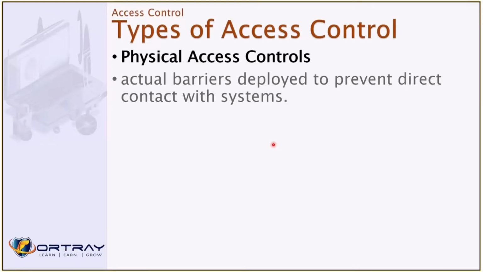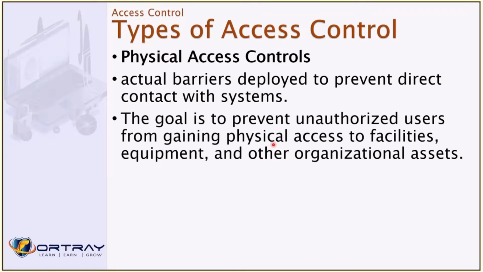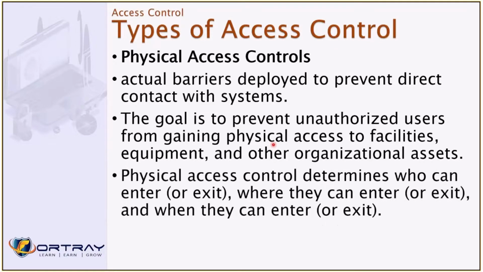Okay, physical access control: an actual barrier deployed to prevent direct access to the system. The goal is to prevent unauthorized users from gaining physical access to facilities, equipment, and the other organization's assets. Basically, if you want to access any building, of course you need some kind of ID scan or somebody will be there to give you the access.